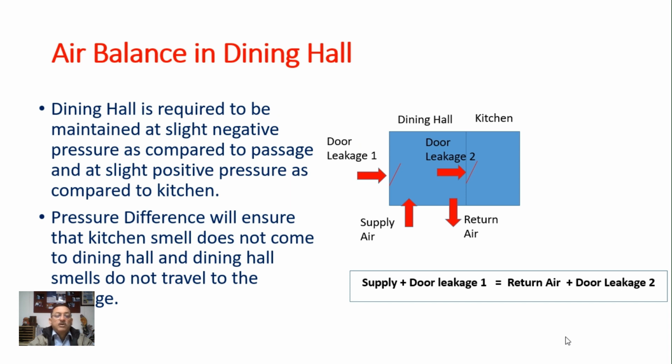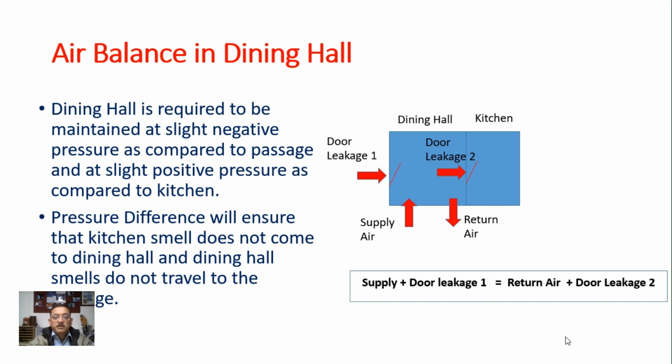Now, the dining hall is a compartment that is normally next to a kitchen, and on the other side there will be a passage or other living rooms. The dining hall is required to be kept at intermediate pressure. That is, it has to be kept at a higher pressure as compared to the kitchen and at a lower pressure as compared to the living spaces or the passage that is passing next to it.